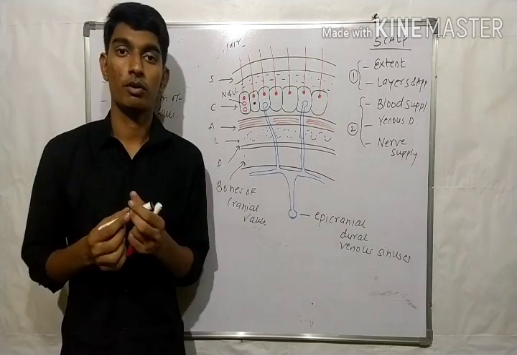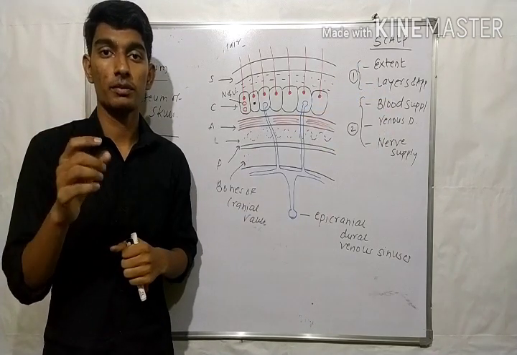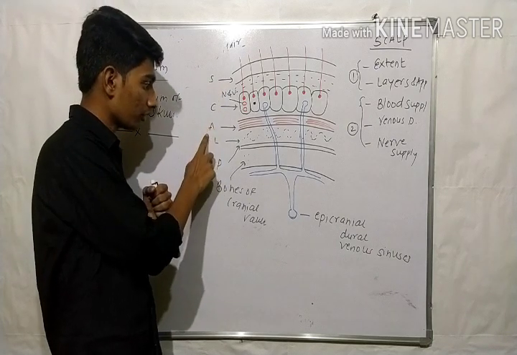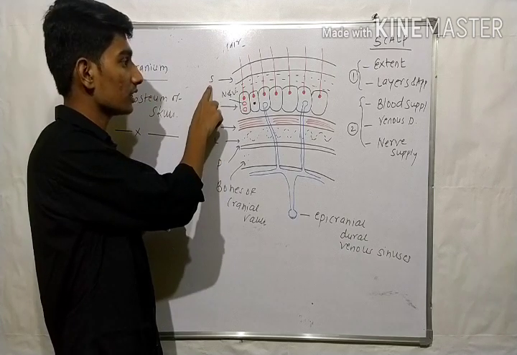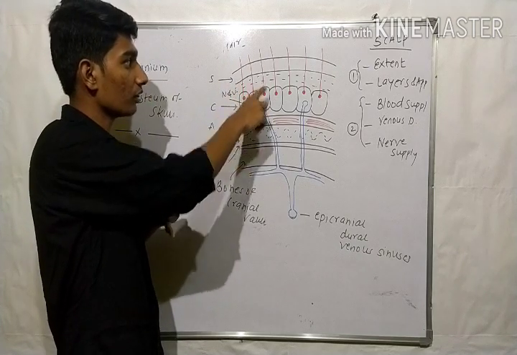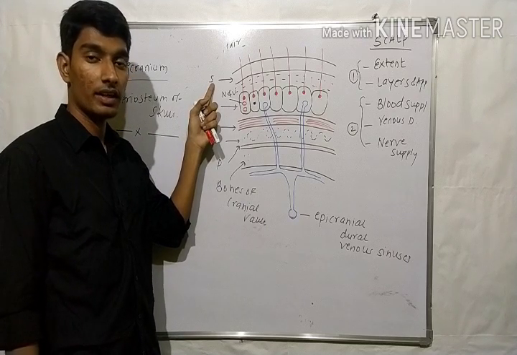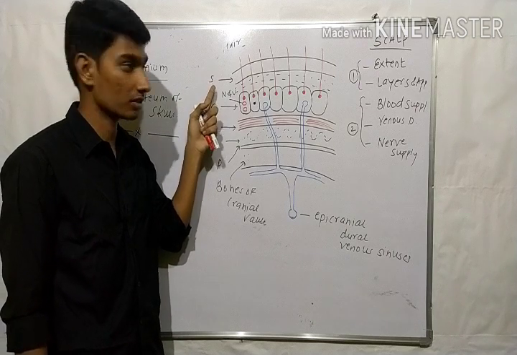So this is about the extent and layers of scalp. Which are the layers of scalp? Skin, then connective tissue, aponeurosis, loose areolar tissue, and pericranium. Skin is thick and hairy except for the forehead, and as it has hair and sebaceous gland, it is the most common site for the sebaceous cyst.